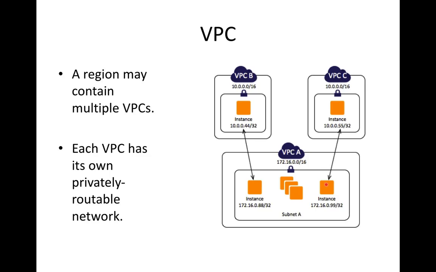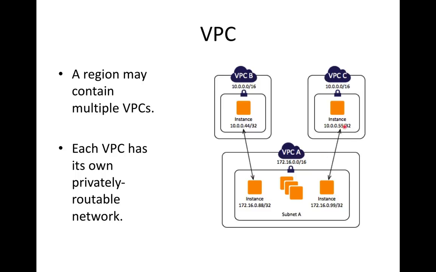So when you create a VPC, you create that VPC in a specified region. And each region can contain multiple VPCs. There's a default limit that's initially in place in your account, and I think that default limit allows you to create at least 5 VPCs in any given region. When you create a VPC, you define a privately routable network within that VPC.